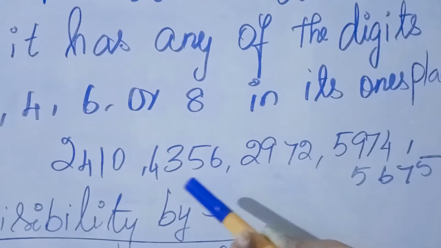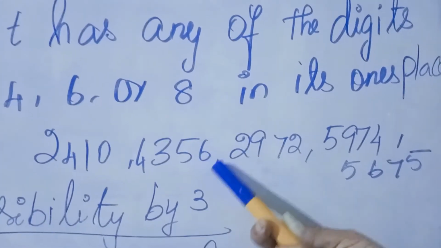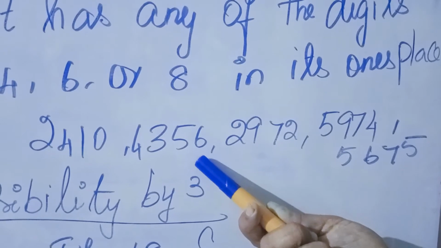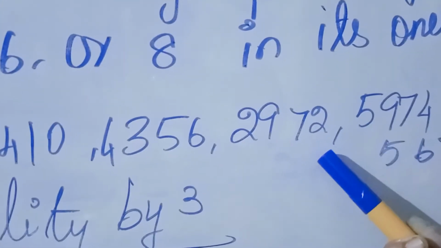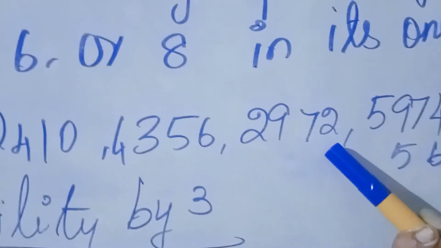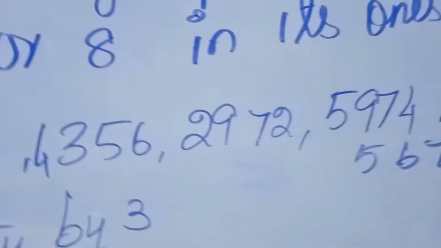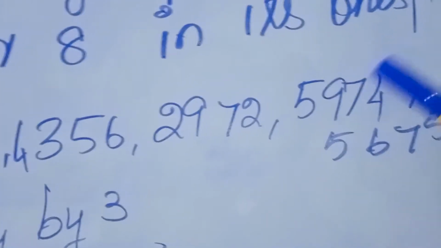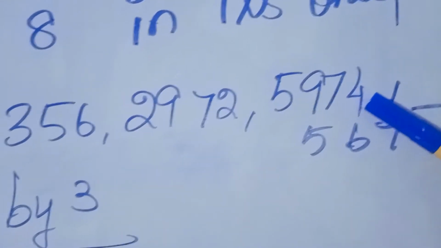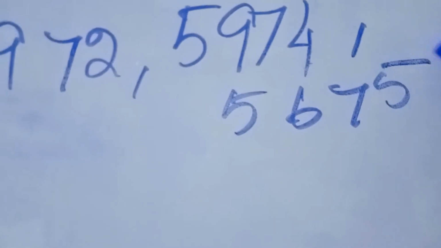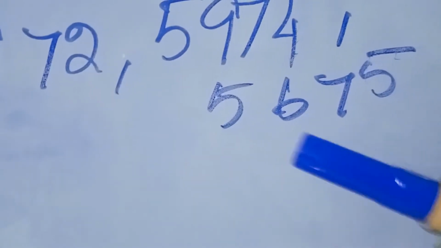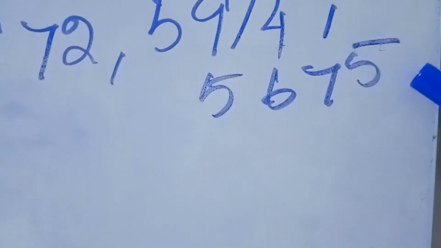Now we can check the next number. The ones place alone you can check. Yes, it is 6. So it is divisible by 2. Next number, the ones place is 2. Yes, it is divisible by 2. Next number, the ones place is 4. So it is divisible by 2. Now the last number, the ones place is 5. So it is not divisible by 2.